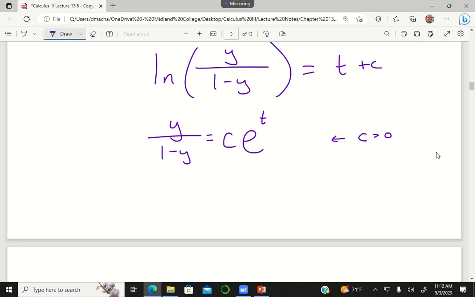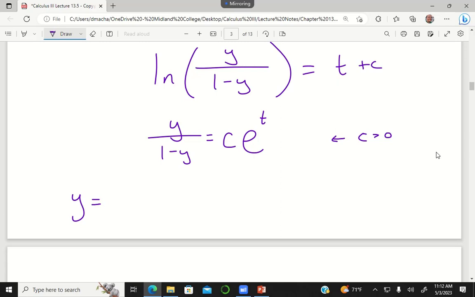But I can just write it like that, remembering that c is an arbitrary constant. You can choose whatever you want for c. Okay. Now, as I solve for y, let's see what happens.